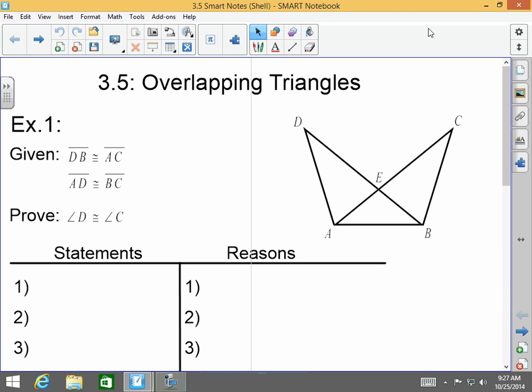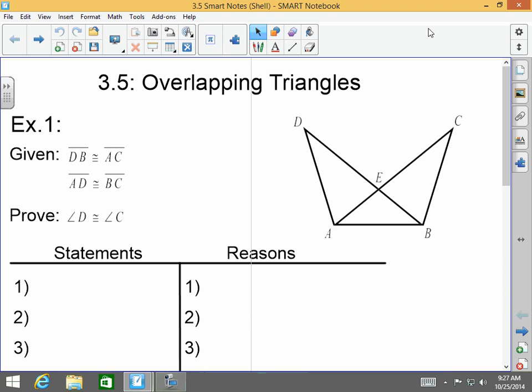Now, overlapping triangles can be very difficult if you try to prove it from the main figure that was given to you. Some people have the ability to look at the figure and separate them in their mind, but I suggest strongly that you actually separate the figures physically and prove from the individual figures that you have pulled out of the original main figure.